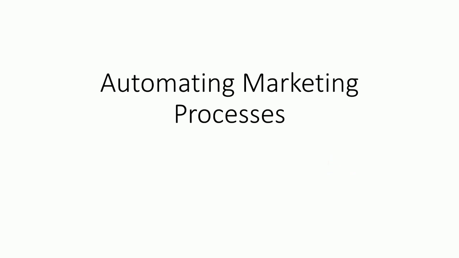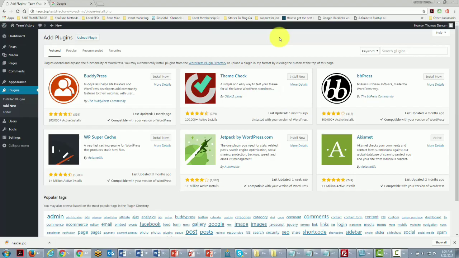Welcome back. Now in this video, we're going to be discussing automating marketing processes in WordPress. You're now looking at the Add Plugin section of WordPress, where we're going to discuss a more advanced feature of WordPress and being able to add in not only plugins that will change the functionality, but also plugins that will increase your automation over services that you're using in conjunction with WordPress.